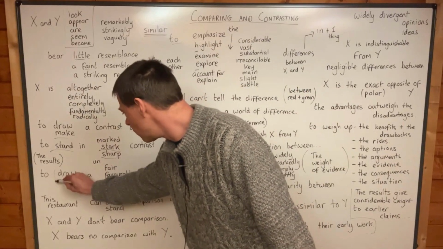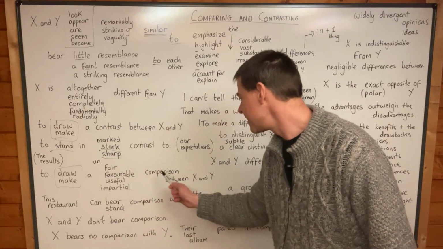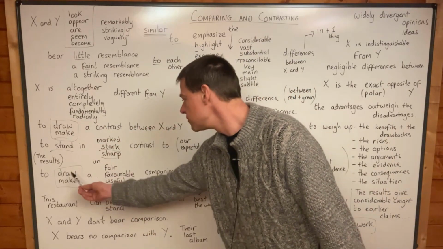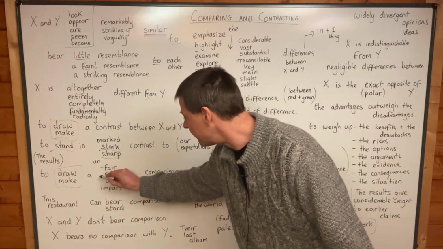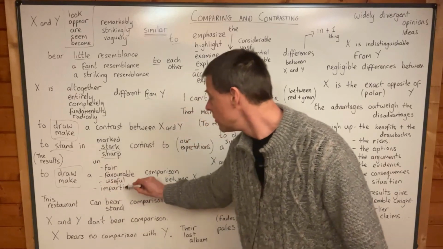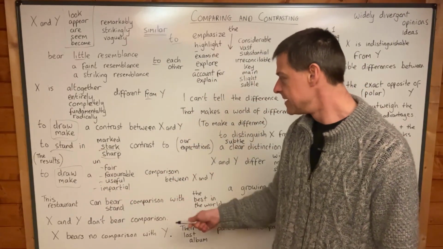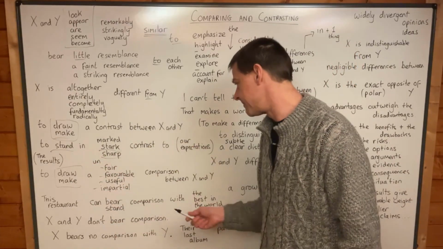Okay, you can also draw and make again. Remember it was draw and make here. Draw and make a fair comparison. So contrast and comparison take the same verbs. You can draw a fair comparison between X and Y, or a favourable one, or a useful one, or an impartial one. And all of those work with comparison. So a fair comparison, you're being fair when you make that comparison.